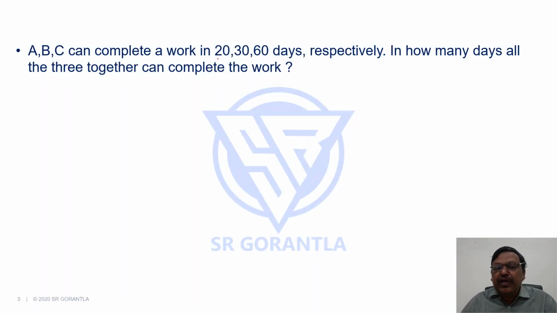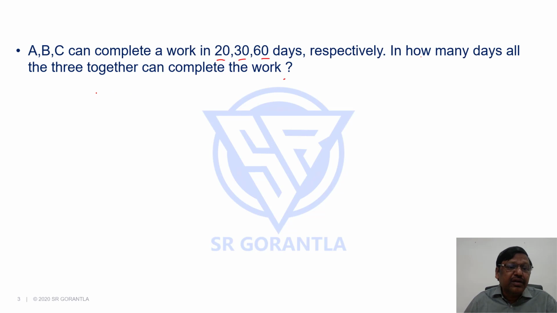A, B, C can complete a work in 20, 30, 60 days respectively. How many days can all the three together complete the work? If you recall the discussion we had in the earlier video on different approaches to solving time and work questions, two important approaches, unitary method and LCM method. I suggest you watch that video before coming to this.